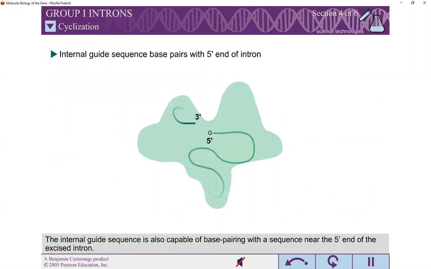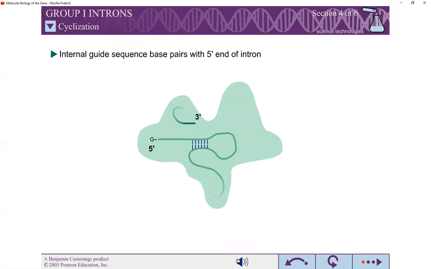In the next point, internal guide sequences base pair with the 5' end of the intron. Now, how does base pairing and its circularization take place? So let us have a view. The intron also has a guanosine at the 3' terminus. This guanosine can bind in the guanine binding pocket. Okay, so there is a guanosine present at the 3' end. This guanosine will be binding to the guanine binding pocket, facilitating the next step of the reaction.